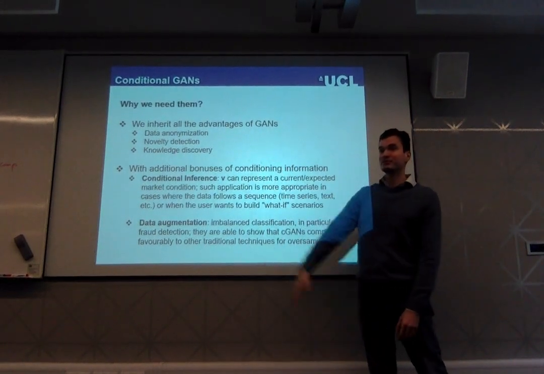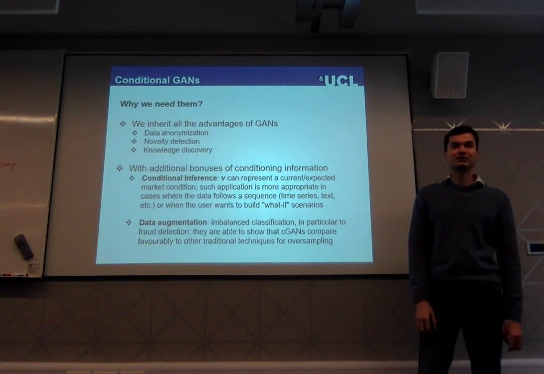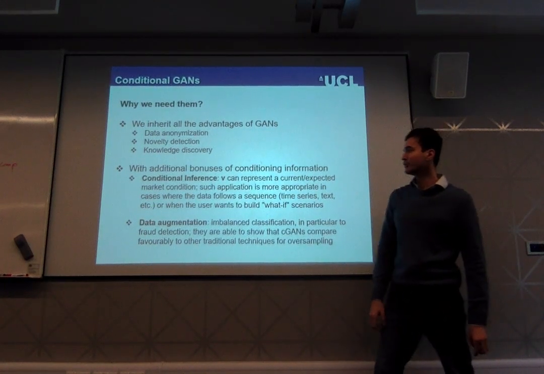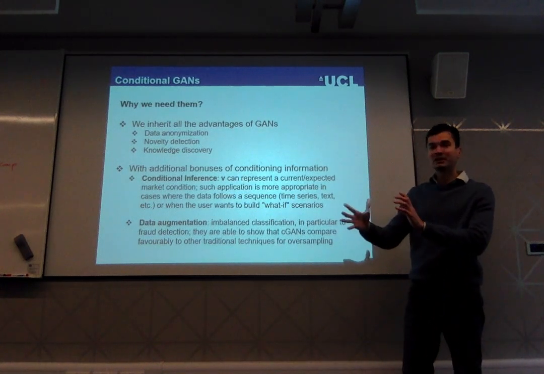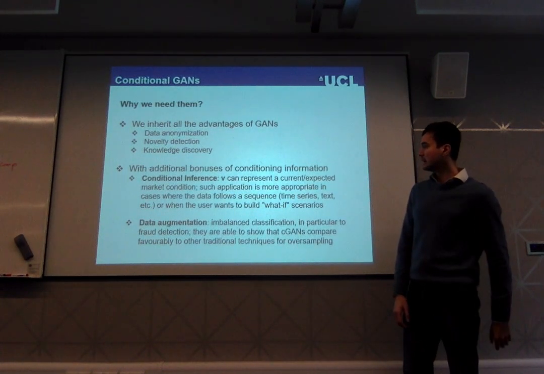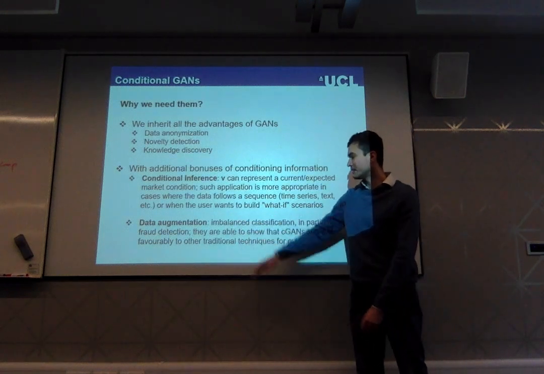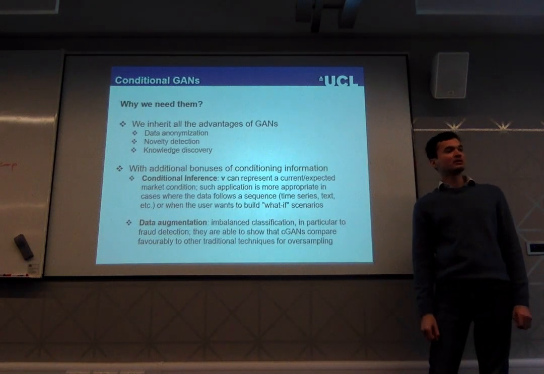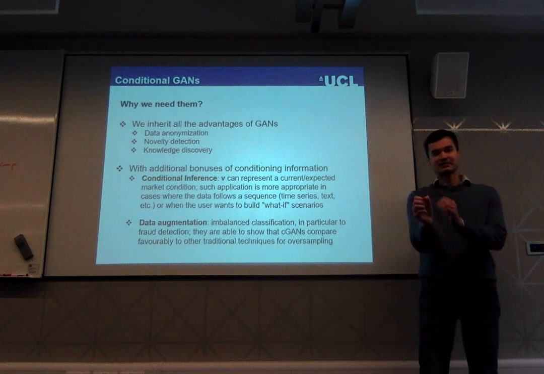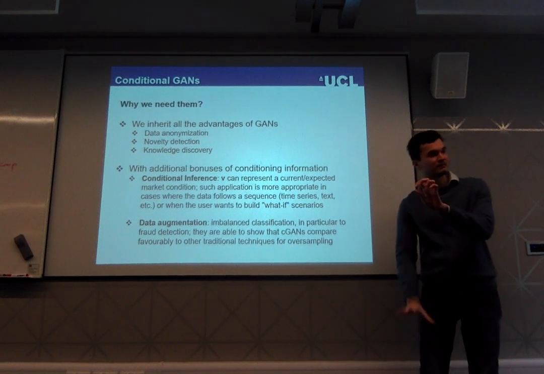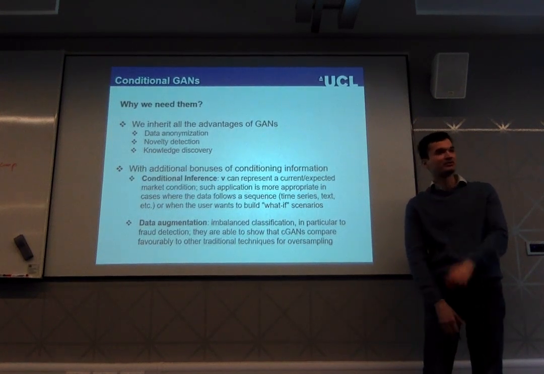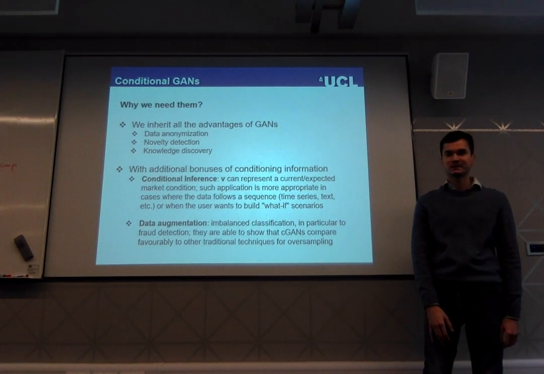And you have some bonuses because now you're including conditional information. So you can do conditional inference because V can represent a current or expected market condition. And you can do some data augmentation. So the context could be a class with a very small portion of data, and you can augment only based on that particular class. Okay?